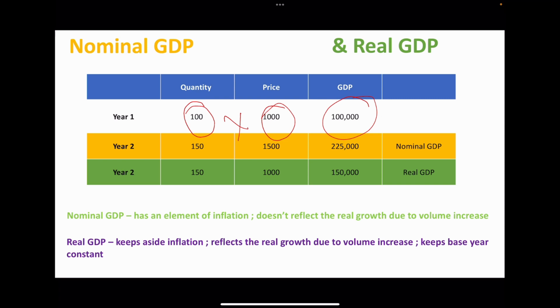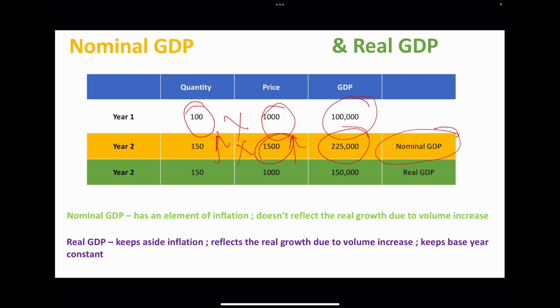In year 2, for example, it manufactures 150 units of laptops and sells at 1,500 each. In that case, the GDP would be 225,000. Now, in this particular case, the increase in price is caused due to inflation. So, the figure 225,000, which is basically called the nominal GDP, is not a correct representation purely in terms of growth. It also includes a mixture of the inflation element in it.